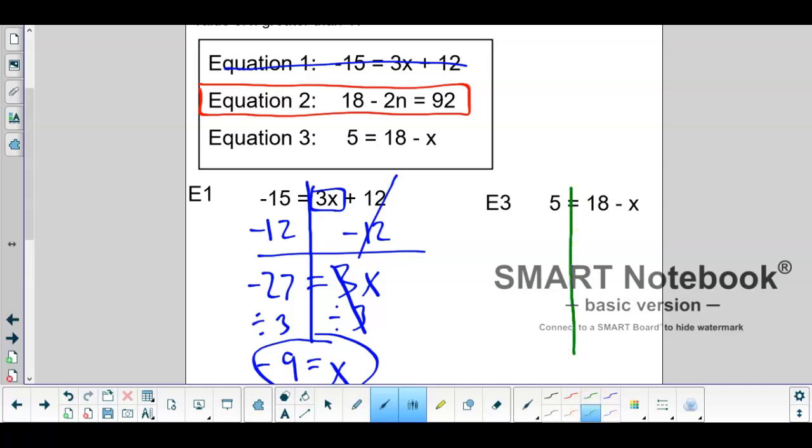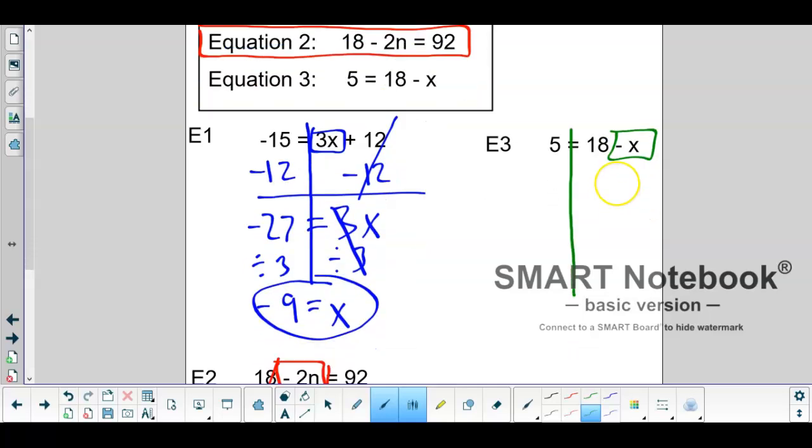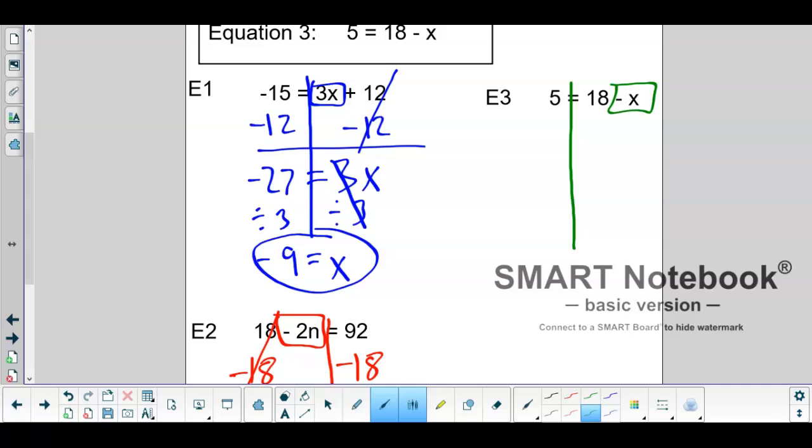Again, break in my equation, 5 equals 18 minus x, into a left side, right side, locating my variable there. I have a negative x that I need to get by itself. Well, what's being done to that negative x? It has a positive 18 on that side. Again, if I need to make that 18 go away, I'm going to subtract each side by 18. Again, the 18s will cancel out.